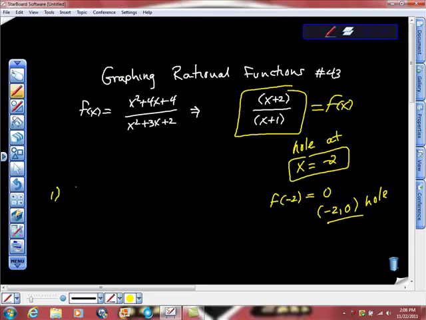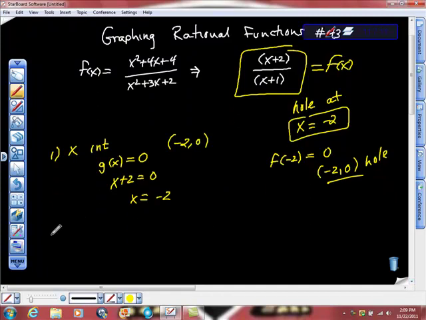So the first thing we said we're going to do is find the x intercepts. The x intercept is when g of x, the numerator, is equal to 0. So we take the numerator, which is x plus 2, and x plus 2 equals 0 at x equals negative 2. So that gives us the point what? Negative 2, 0. And that makes sense. What's coincidental about this? Yeah, it's where the hole is also, right? That's kind of weird, but I guess expectable.